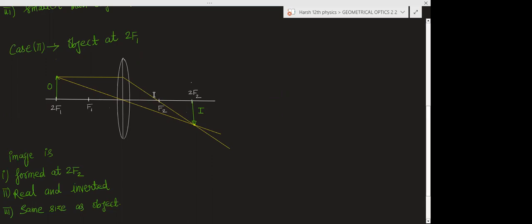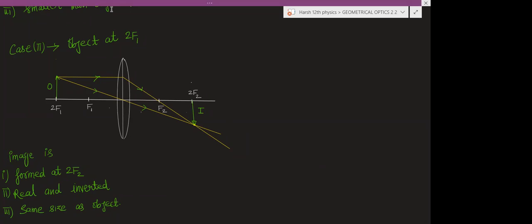We are using only two rules. One, a parallel light ray: after refraction it will pass through the focus. And two, a light ray passing through the optical center will not get deviated. Now you can see this is not getting deviated, going straight. So only two rules we will use to draw the ray diagram. Okay, another case we can see.